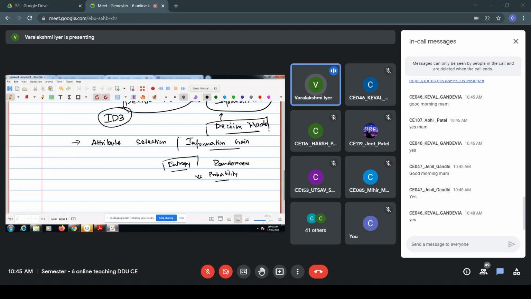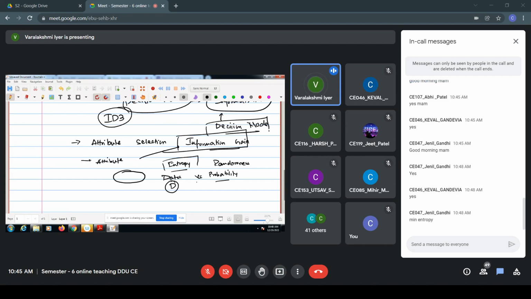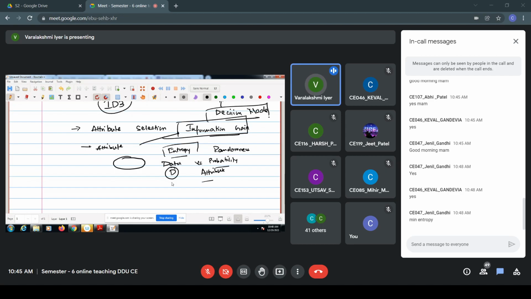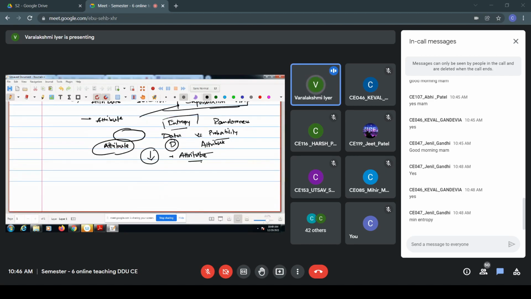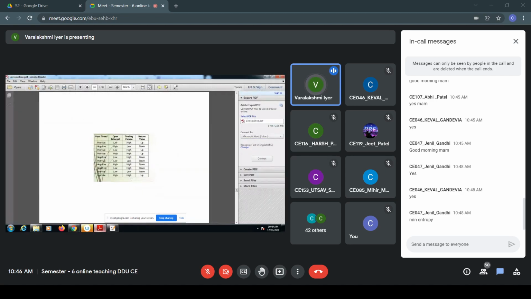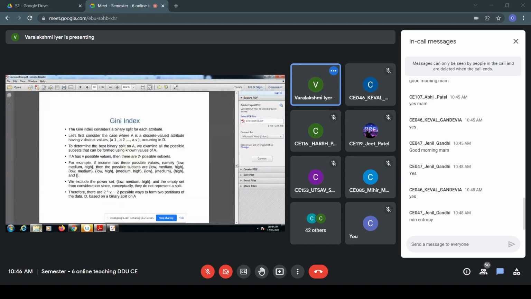Yes, and we saw that we'll choose an attribute which gives us maximum information. In short, if we are trying to split our data D using that particular attribute and the entropy of the system decreases, then we'll choose that particular attribute to split our data, right? Is it clear?